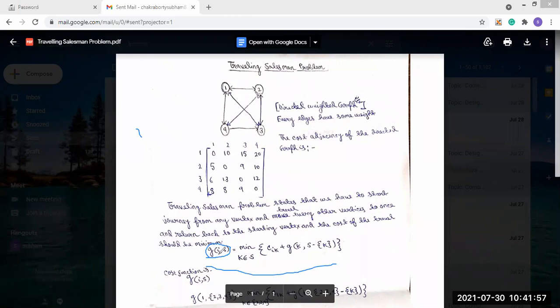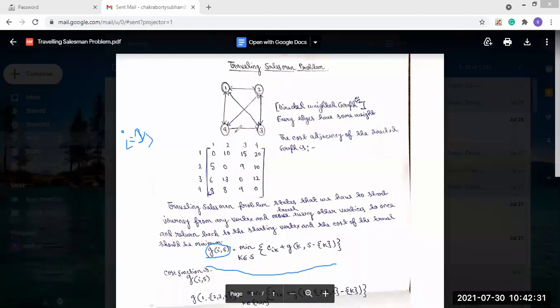So, I means 1. The I value will be 1. And what will be the S? S is the remaining vertices. If we consider 1 as the starting vertex, then the remaining vertices will be 2, 3, 4, according to this example.